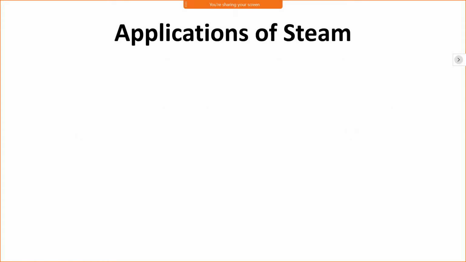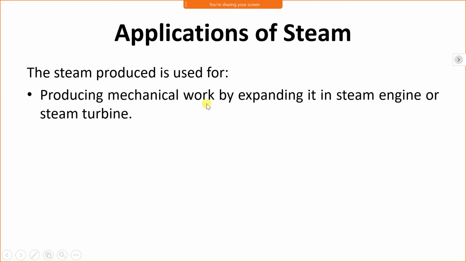Now, applications of steam. There are many applications of steam. The steam produced is used, first, for producing mechanical work by expanding it in a steam engine or a steam turbine. Steam is supplied to the steam turbine which produces electricity. That is the first application. Or the steam is supplied to the steam engine. Steam engine means a locomotive, the train which works on steam is called a locomotive or steam engine. The steam is supplied to the steam engine and it produces work, a displacement. Steam is used to move steam engines. Steam supplied to the steam turbine generates electricity.